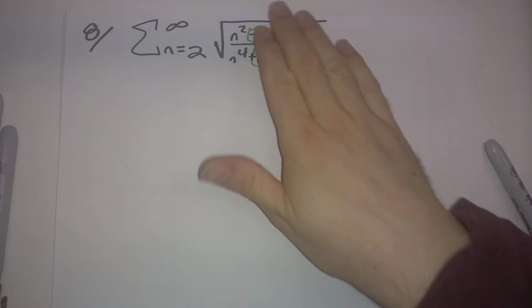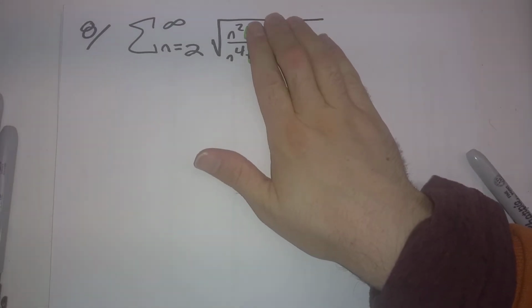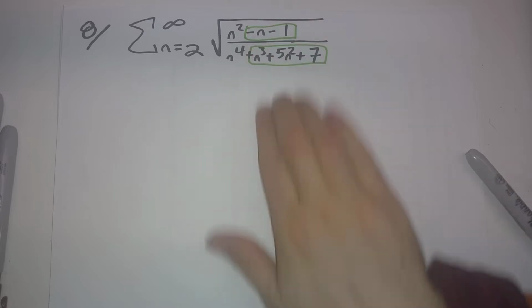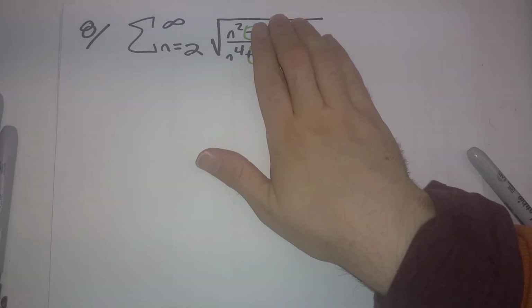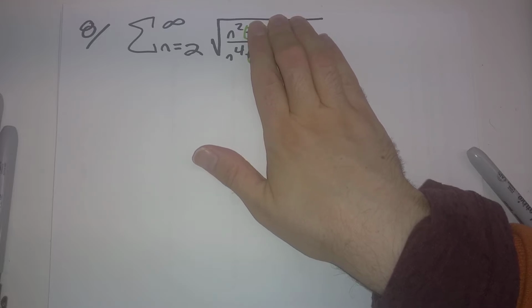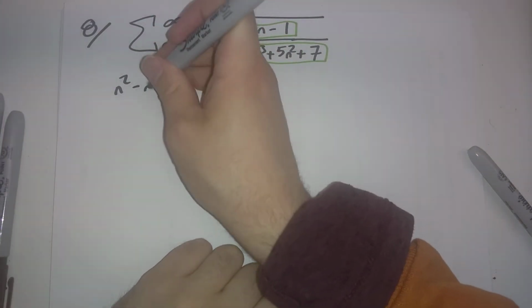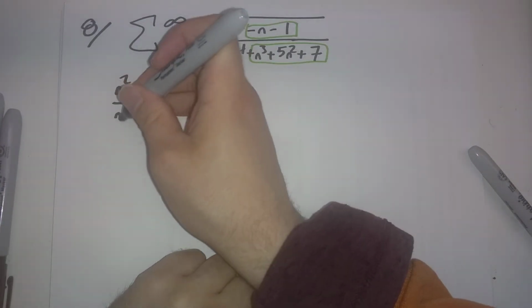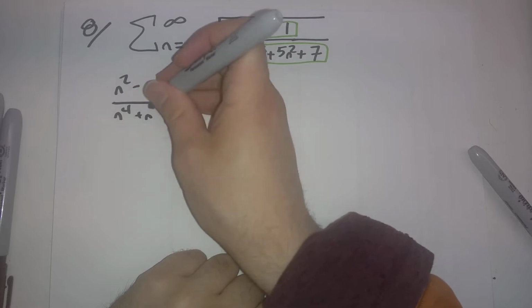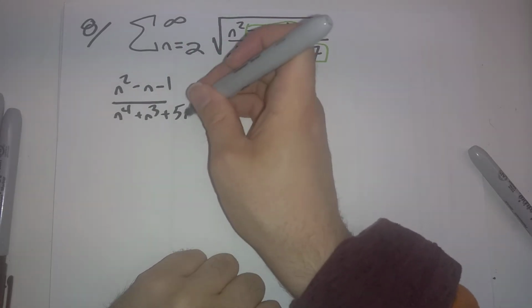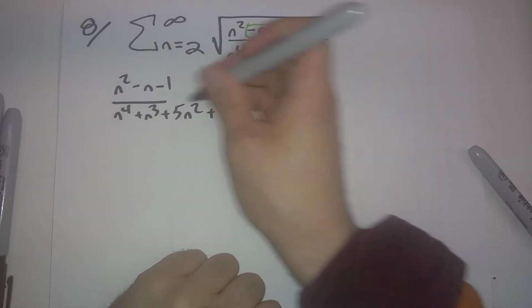This suggests a comparison test, and we'd be comparing it to the sum where we just kind of cover up the less relevant terms in the numerator and denominator. So let's think about n squared minus n minus 1 over n to the 4th plus n cubed plus 5n squared plus 7.